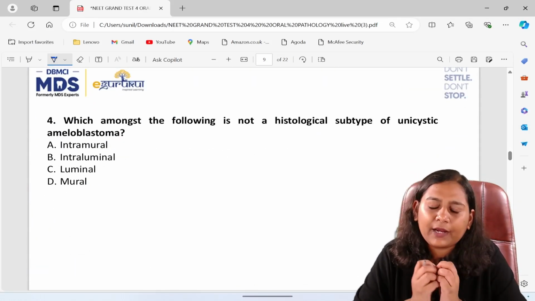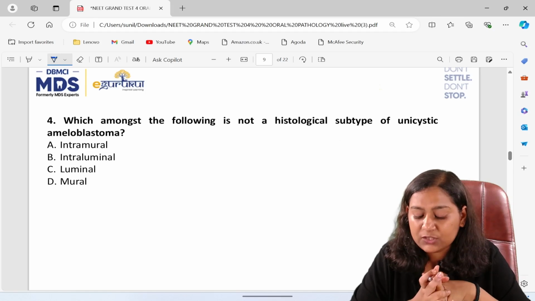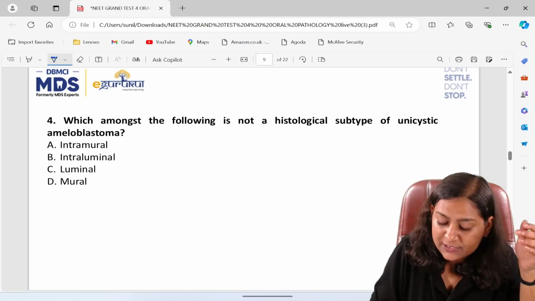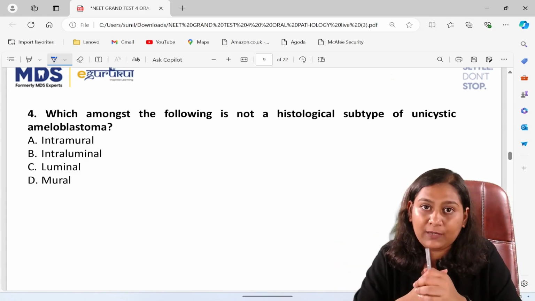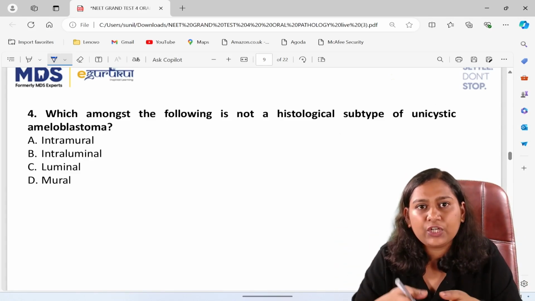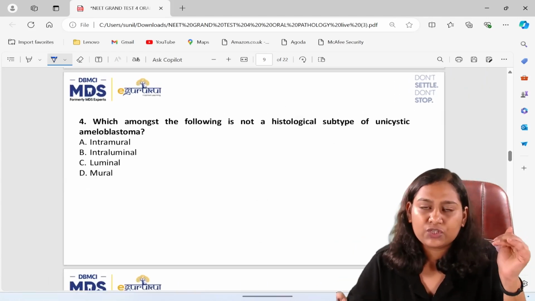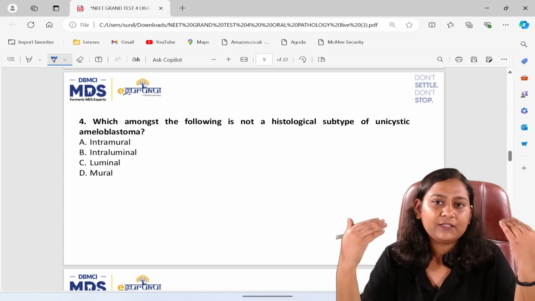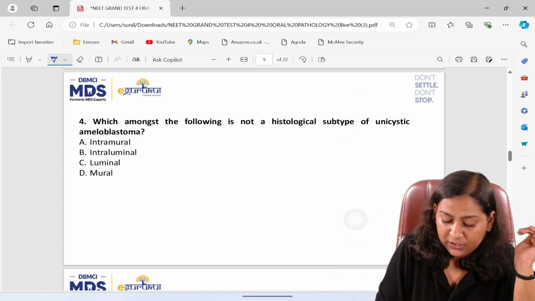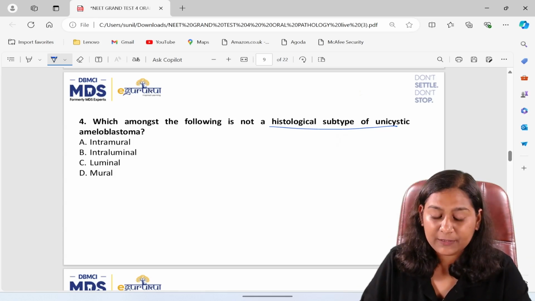Now ameloblastoma, again it is very important, and I have been getting a lot of questions from ameloblastoma. Okay, now which amongst the following is not a histologic subtype of unicystic? Okay, so the questions will be like this. Okay, but we have done unicystic ameloblastoma, but in your past year NEET and INI papers, they have been continuously asking about the conventional ameloblastoma, which is a multicystic type of ameloblastoma. So we know that there are 6 histopathological variants. Now here the question is slightly twisted, histologic type of unicystic ameloblastoma.